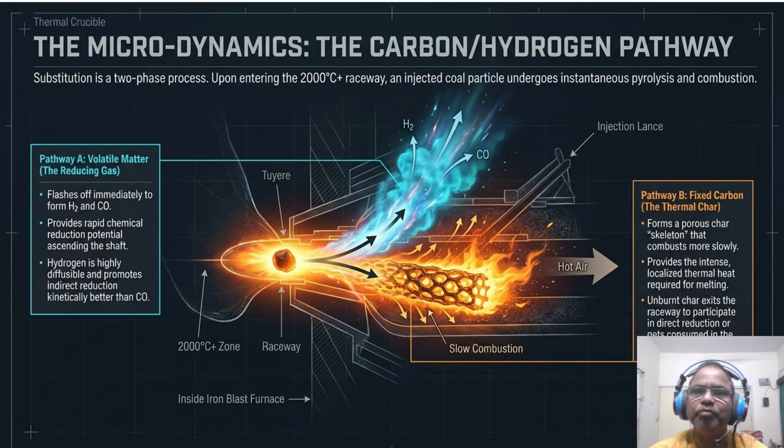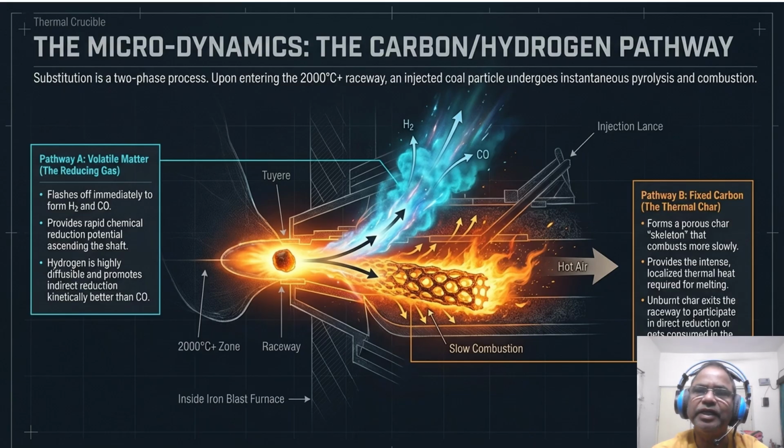Pathway B is the fixed carbon or the thermal char. This forms a porous skeleton that combusts slowly to provide the intense localized heat needed for melting. So the result is that if the char doesn't burn completely, it exits the raceway and clogs your dead man. Successful injection requires a balance between the fast gas and the slow burning thermal skeleton.